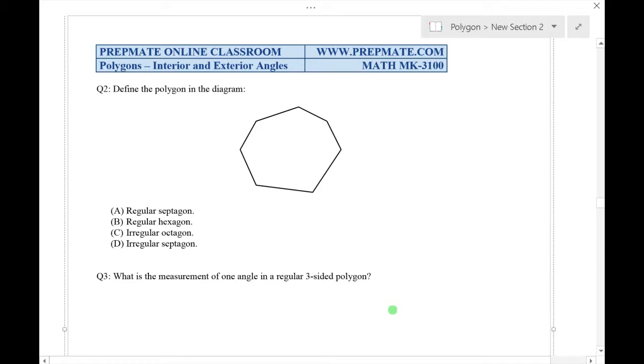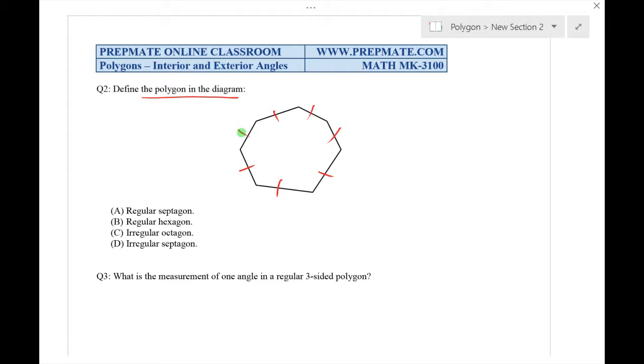Question number 2. Define the polygon in the diagram. Come on, this is the easiest question, right? Well, first thing is, let's count the number of sides. 1, 2, 3, 4, 5, 6, 7-sided polygon. So 7-sided polygons are called septagon or heptagon, okay? So therefore, we know that this is not a hexagon, this is not an octagon.